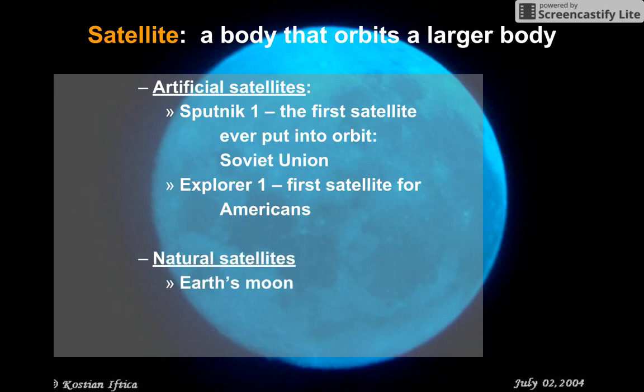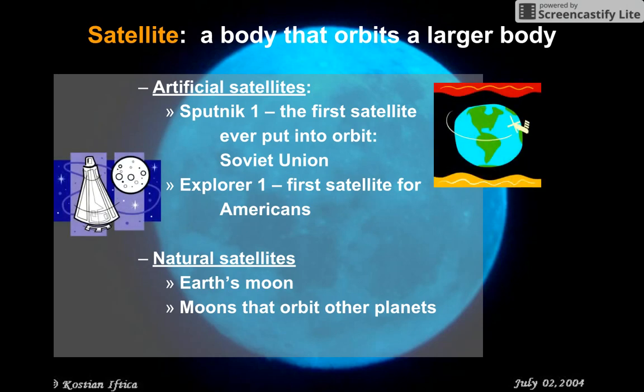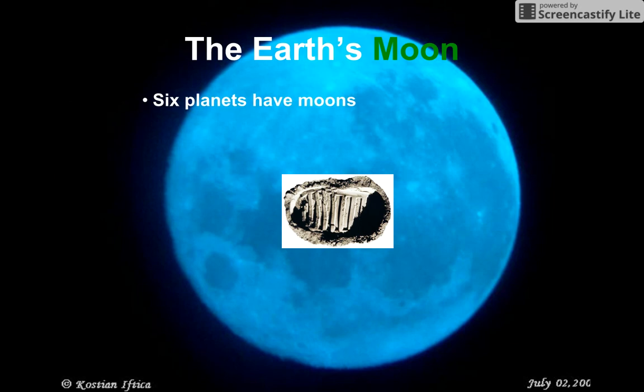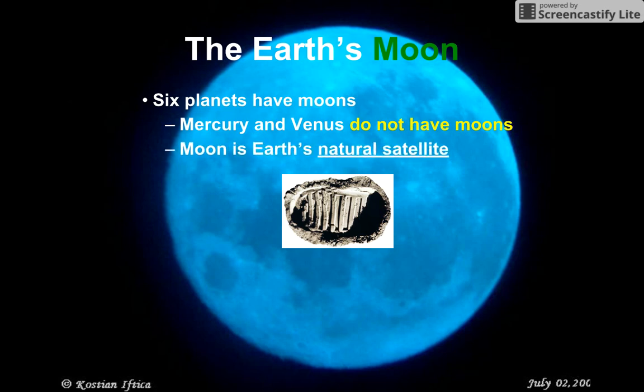Natural satellites, on the other hand, include the moons, such as our own moon, or moons that orbit other planets. Six of the planets in our solar system have moons. Mercury and Venus do not have moons. And again, the Moon is our Earth's natural satellite.